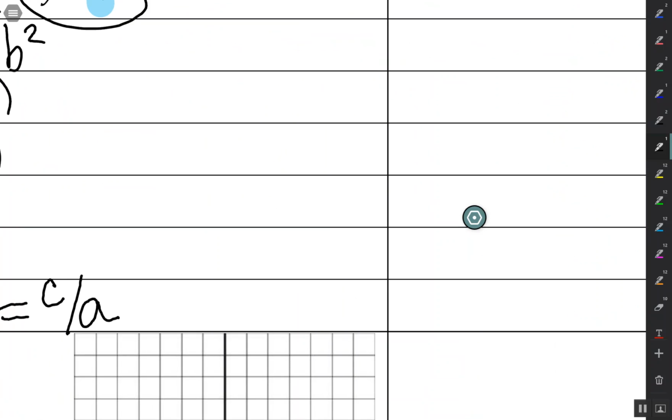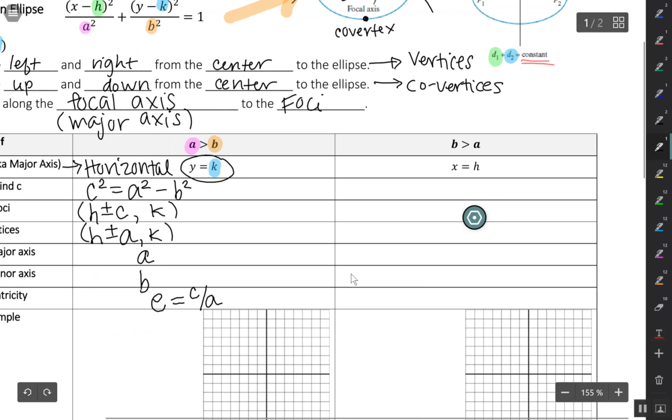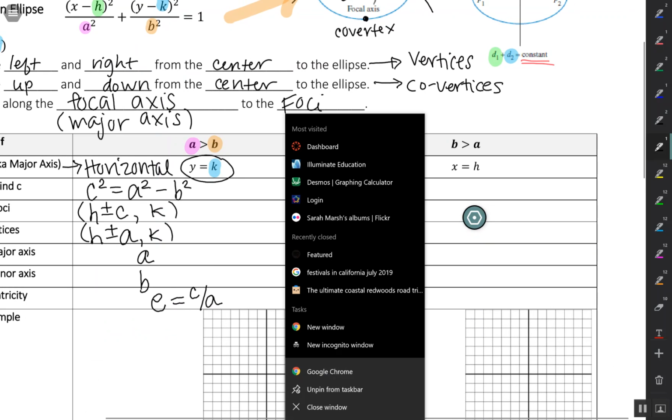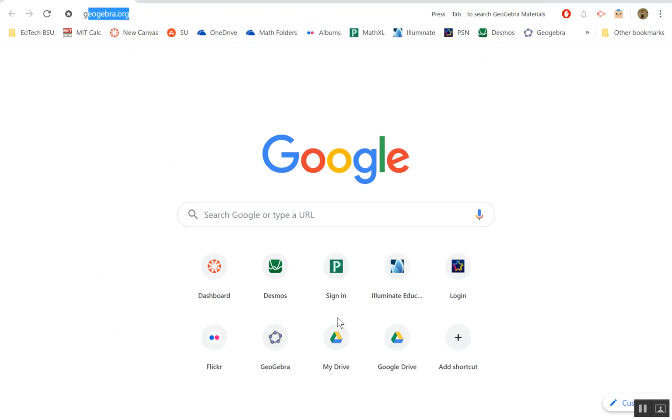So eccentricity basically comes from the adjective eccentric. You can read about this in your book, and it means off center. So it's basically how off center the foci are. Let's open up a new window and I'll show you the GeoGebra thing so you can get an idea of what's happening.